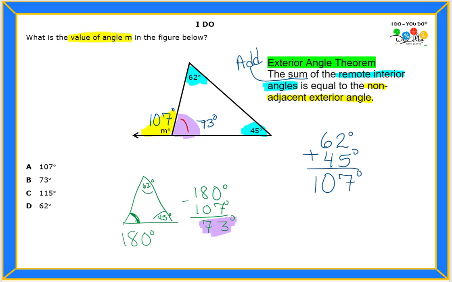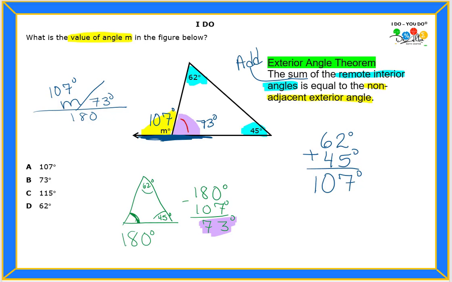So if you add 62, 45, and 73, that would be 180. Okay? Now, if you think about this line right there, will you agree that this makes 180 degrees? Remember, a straight line will always be equal to 180. So if I know that this one is 73 and this is M, thinking about M being outside, wouldn't you subtract 180 minus 73? And that will still give you 107 degrees.